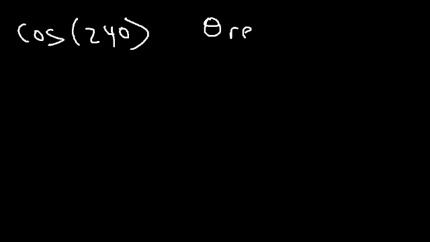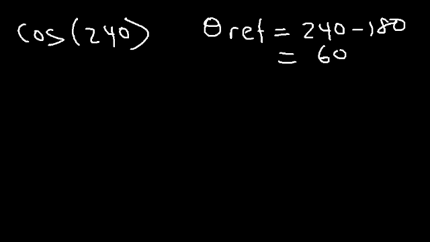Now let's try another example. What is the value of cosine 240? You can use the unit circle, you can use the calculator, or you can use the reference triangle. Take your pick. Feel free to try this example. So let's find the reference angle first. In quadrant 3, the reference angle is the angle in quadrant 3, which is 240 minus 180. So the reference angle is 60.